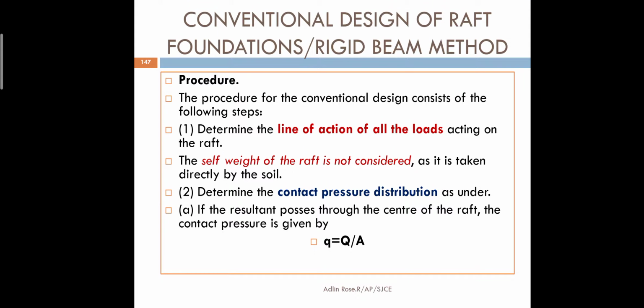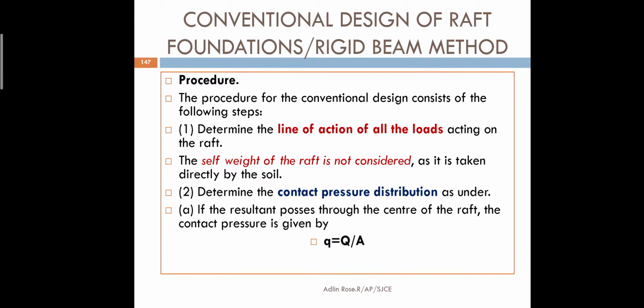What is the first step in the conventional design of raft? It is finding the loads acting on the columns Q1, Q2, Q3, Q4, Q5, Q6, etc. Then self weight will also act, but we will not consider it in the conventional design method. Second step is finding the contact pressure.